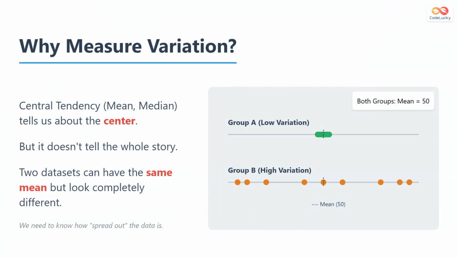Why do we care about variation? Look at these two groups. Both have an average value of 50, but in Group A, the numbers are all bunched up close to 50. In Group B, they are spread far apart from 10 to 90. If we only looked at the mean, we would think these groups are the same, but they are clearly very different. Measures of variation tell us this missing part of the story.